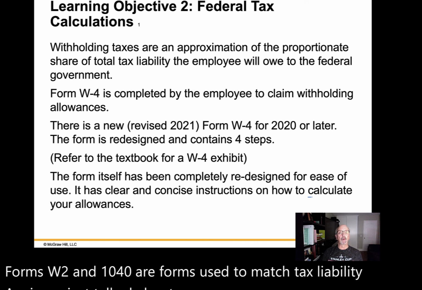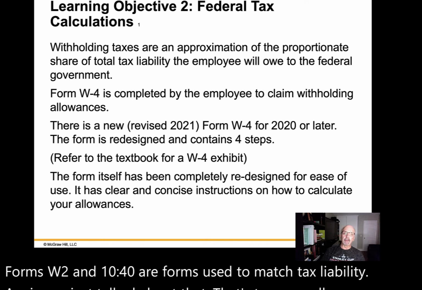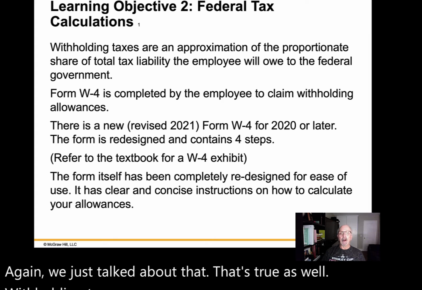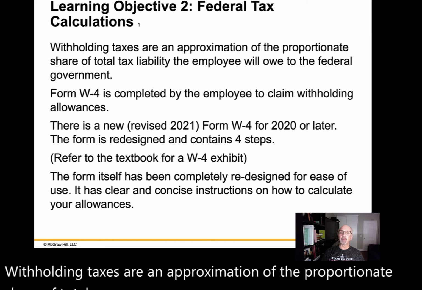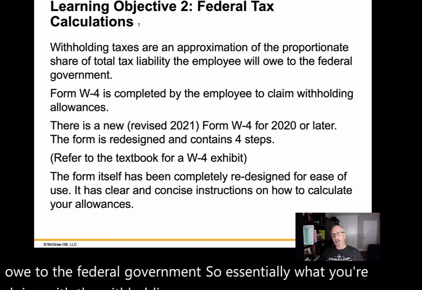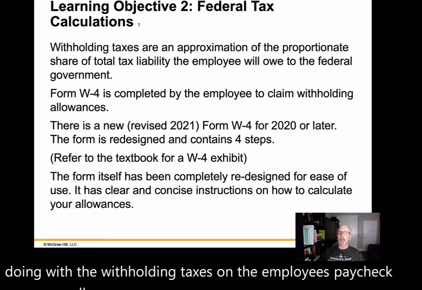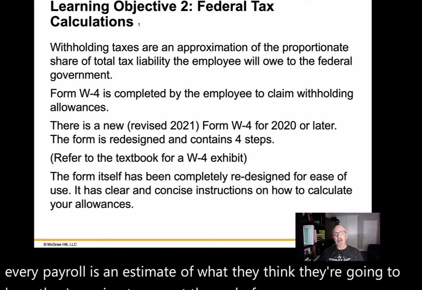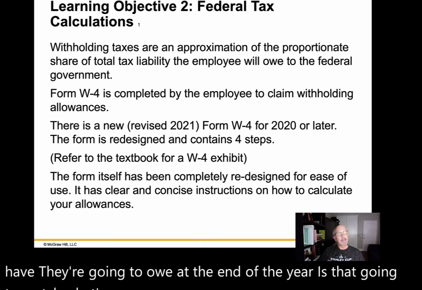That's true as well. Withholding taxes are an approximation of the proportionate share of total tax liability the employee will owe to the federal government. So essentially what you're doing with the withholding taxes on the employee's paycheck every payroll is an estimate of what they think they're going to owe at the end of the year. Is that going to match what's on their tax return?